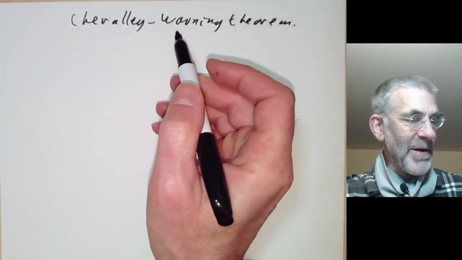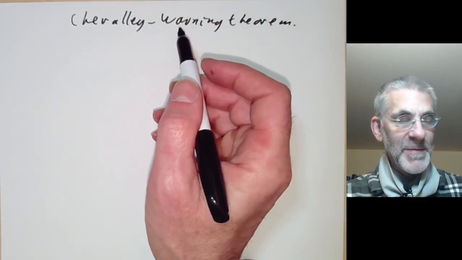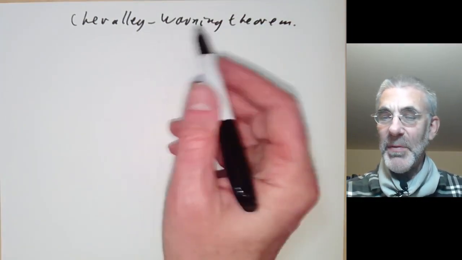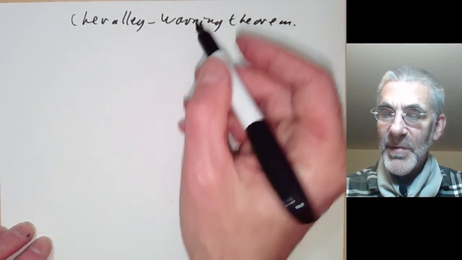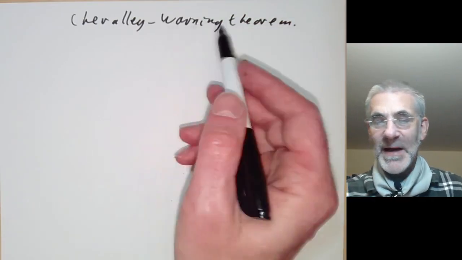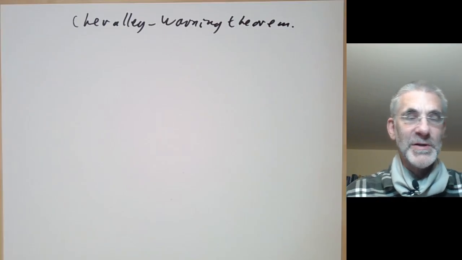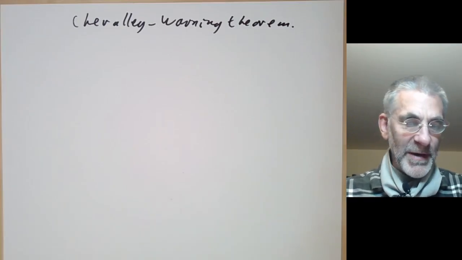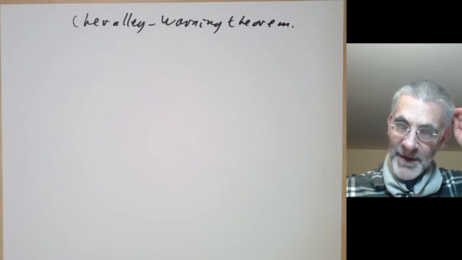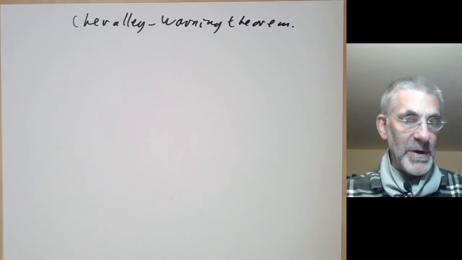And I should say, by the way, that Warning was a German mathematician, so his name was probably pronounced something like Varning. But the trouble is, since his name is actually an English word, it's incredibly difficult to remember the correct pronunciation. So I'm just going to use the normal English pronunciation of this, with vague apologies to anybody German.